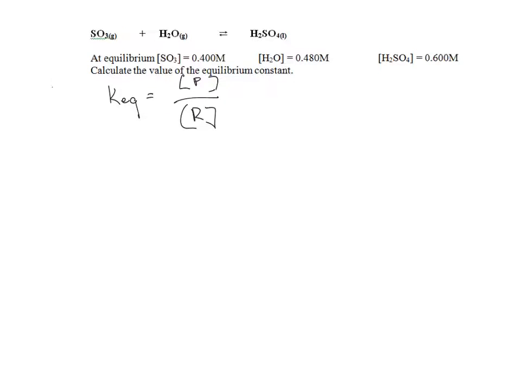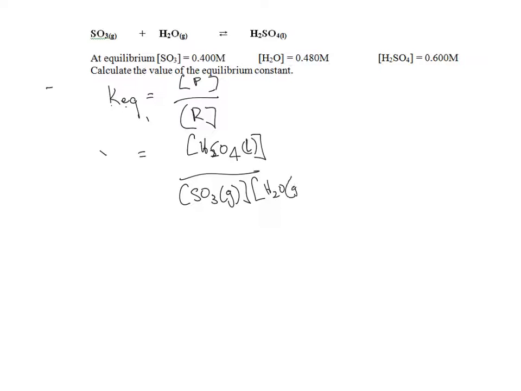So in this case, we have our products being H2SO4 liquid over concentration of our reactants, SO3 gaseous form, times concentration of our water, H2O in gaseous form as well. Now, the important thing at this stage is to remember that we don't take into account liquids and solids because they are at a constant concentration. So in this particular expression, we discount the H2SO4 because it's in a liquid state.